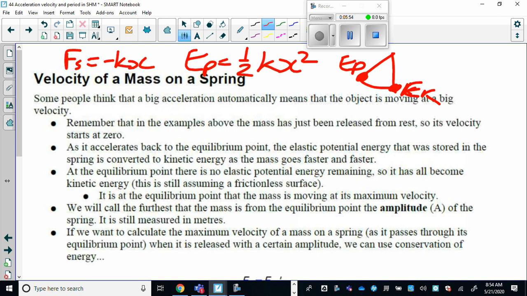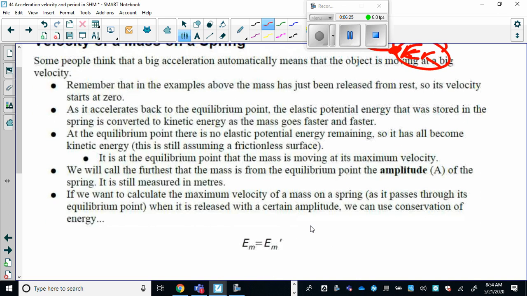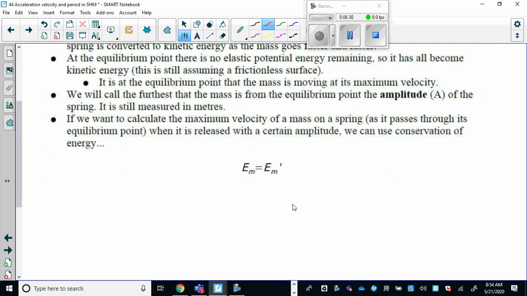In the middle, when it's at its equilibrium position, all the elastic potential energy has been converted to kinetic energy. And then the spring continues to compress or expand, and then all that kinetic energy gets converted back into elastic potential energy. Here's another important thing. We call the furthest that the mass is from the equilibrium point the amplitude, capital A, of the spring. It's measured in meters. If we want to calculate the maximum velocity of the spring as it passes through the equilibrium position, we can use the conservation of energy.